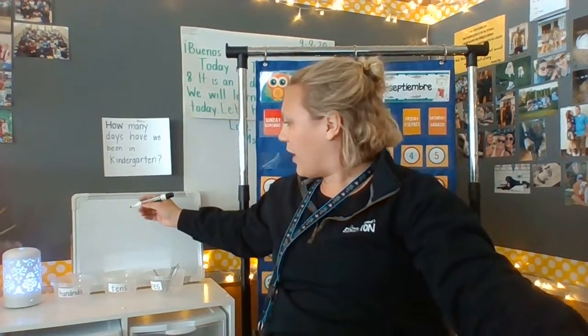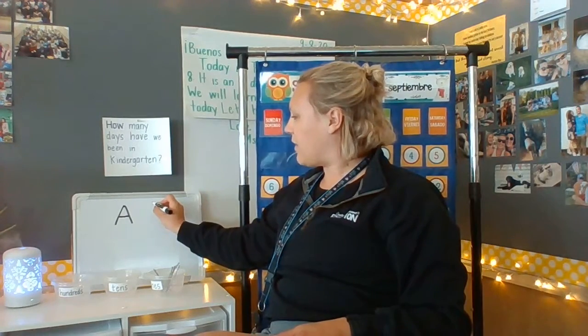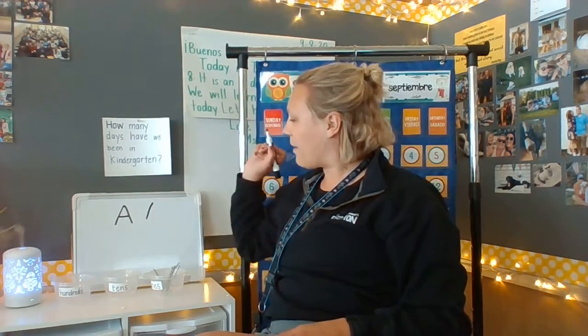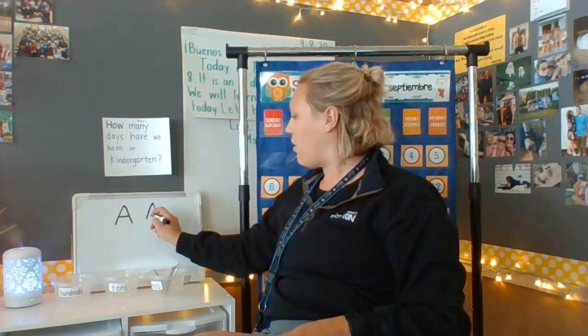To make our uppercase A, we're going to start in the middle and diagonal down. And we're going to pick up our pencil and go back to that top point and diagonal down the other way. Then we're going to make one straight line across. There's our A. Let's do that again. We're going to start in the middle. We're going to diagonal down. Pick up that pencil. Start at the top again, diagonal the other way, and make one straight line across.